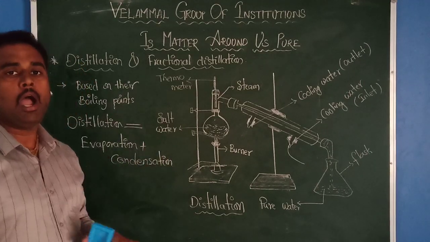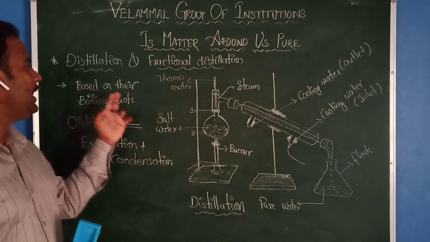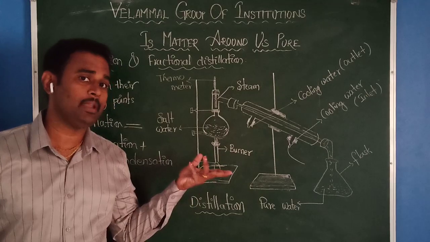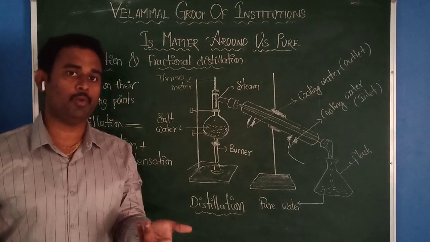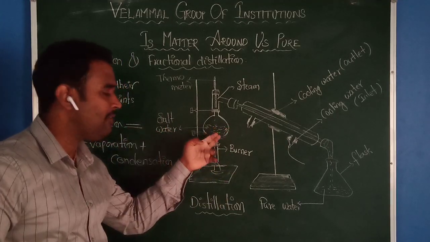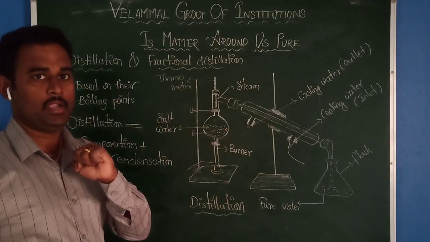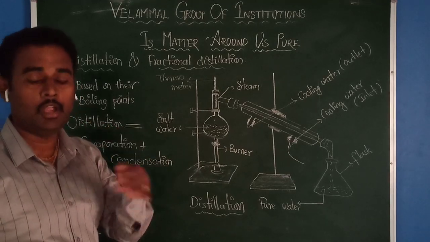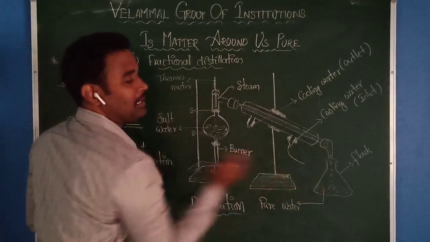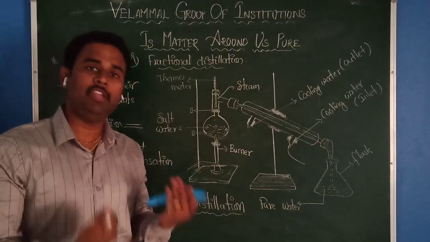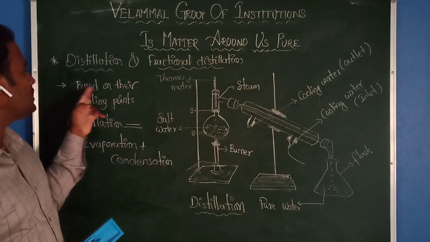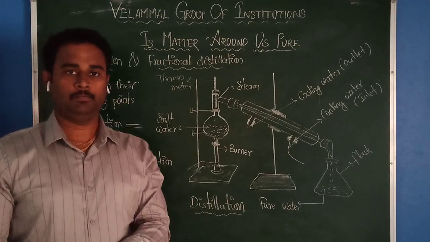This is the way to separate two components based on their boiling point difference. Then if there is no boiling point difference, what will happen? For example, both have the same boiling point, say 100 degrees Celsius, or 373 Kelvin. What will happen? Both will evaporate and both will come again. What is the use of using this process? We can't. That is why distillation or fractional distillation is used mainly based on their boiling point difference.